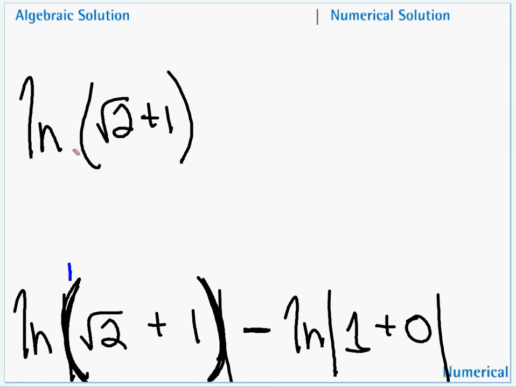ln of root 2 plus 1. And as a decimal, approximately 0.881.